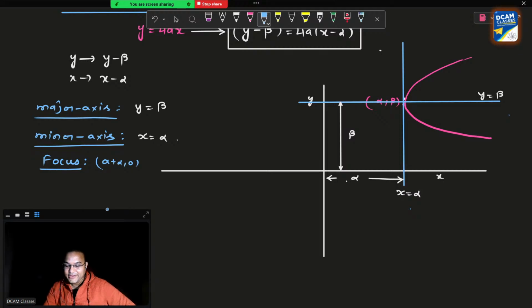Can you think why I'm telling you wrong? And that's a silly mistake only you are doing. You're saying a plus alpha comma 0. If I draw it now, if I point it, you'll tell me, sir, what kind of mistake we were doing. Still not able to find.